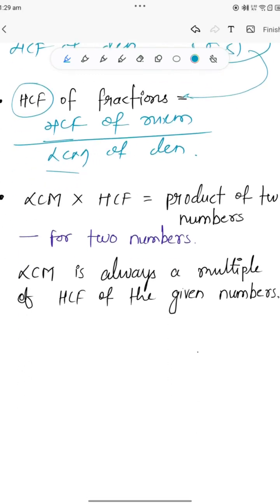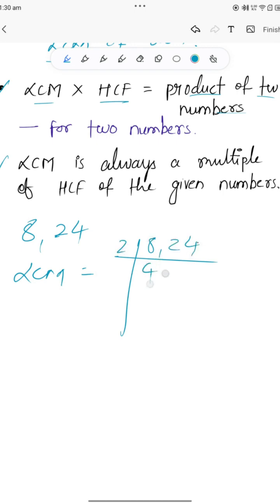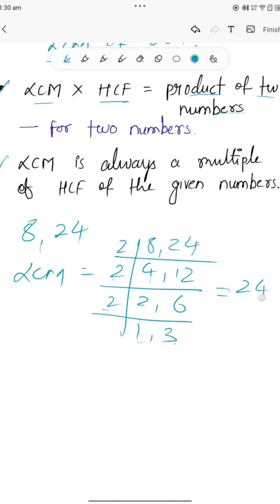So these two things are also important, just have a read on it: when we multiply LCM and HCF, that is usually equal to the product of the two numbers. We will have a real question on it. Suppose, like we just found, take two numbers 8 and 24. So what will the LCM be? Let's find it: 8 24, 2 4 12, 2 2 6, 2 6 12, 2 1 3, so LCM will be 3 twos are 6, twos are 12, twos are 24. So 24 is the LCM.